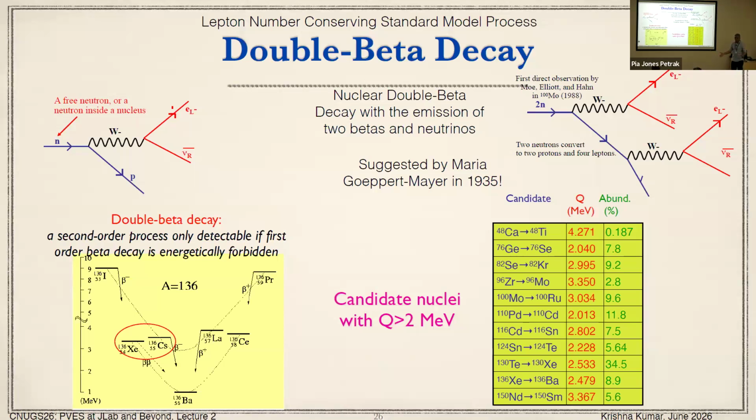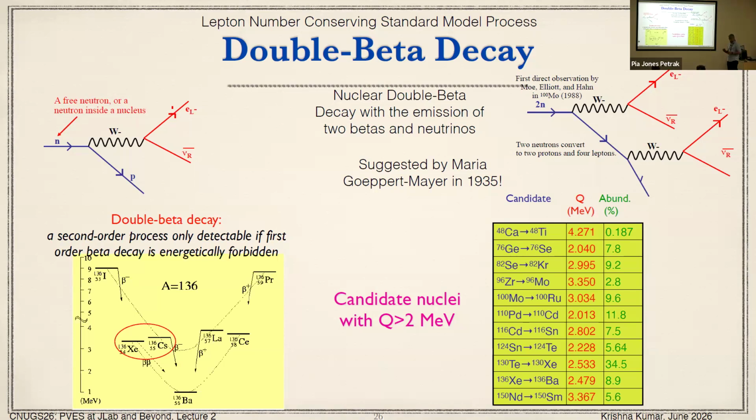Xenon is a gas. Germanium is a semiconductor. Tellurium makes a good bolometer. Germanium makes a good semiconductor detector. Xenon makes a good TPC. And so the chemistry of these nuclei decides your experimental technique.